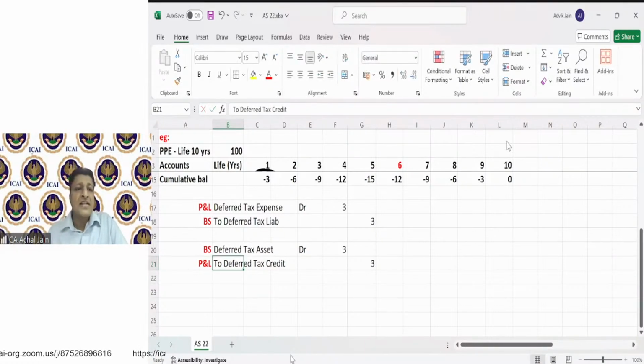Okay, deferred tax credit. Fine. Now, I think the same was the response from Shivanna. Very good. And Unni Krishnan had the same response. Okay, great.